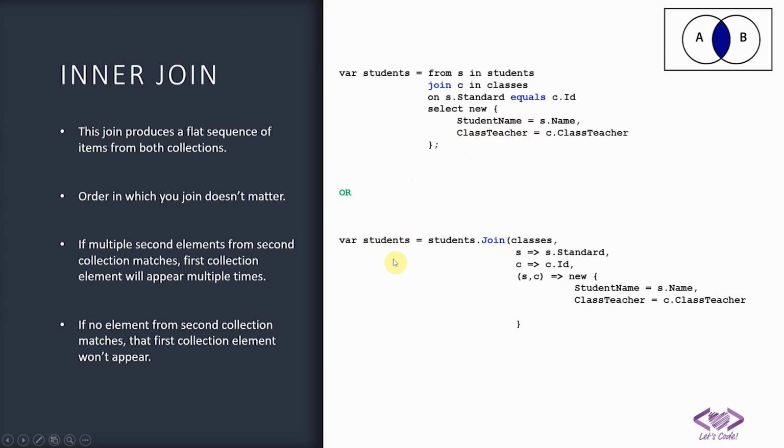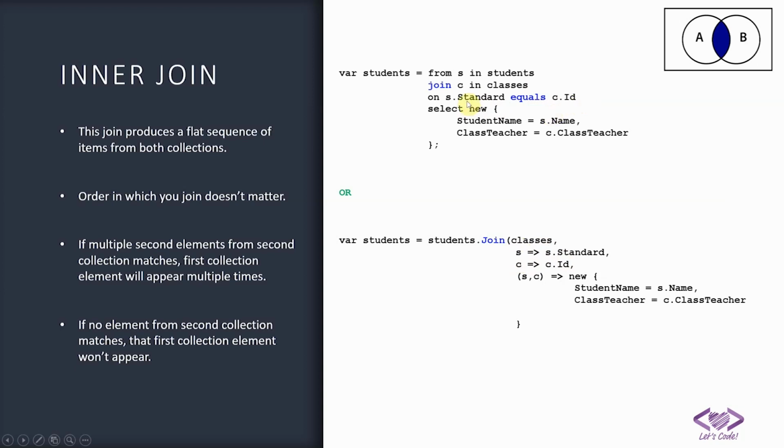The same we get when we use our extension method based syntax. There we say students.Join, bracket starts, and since students is the first collection, the first parameter inside the join will be the second collection, that is classes. Then for the third parameter, you have to define the variable or property, like how we are giving here, standard and ID.